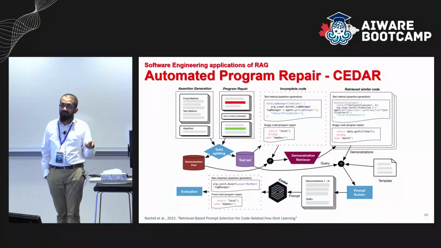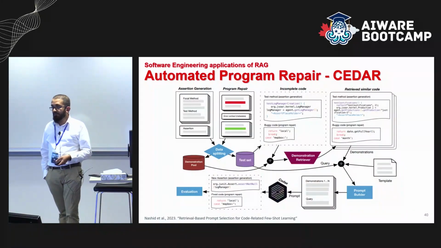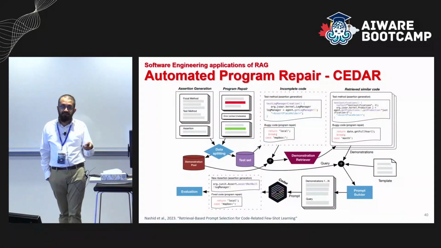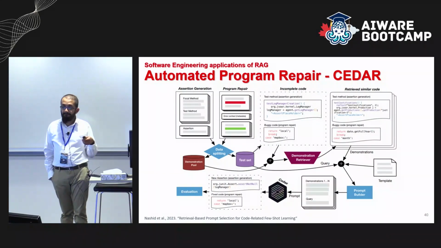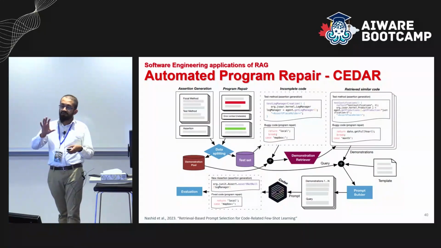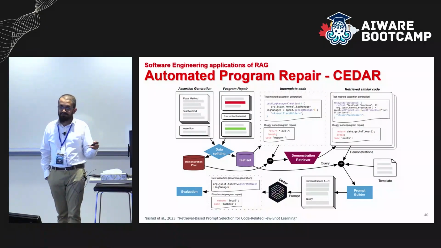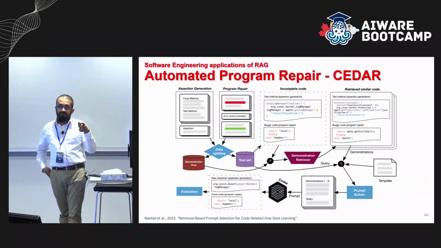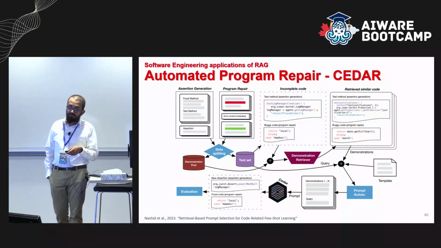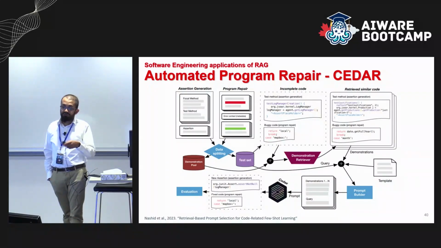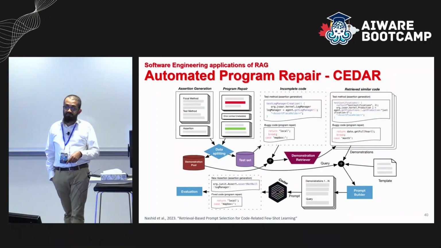And then there's the automated program repair domain. The basic task here is you have a failing test case, and you need to generate the code that can make the test pass. Basically, you need to repair the program in a way that the test case can be passed. For that particular domain also, they have shown that using the RAG approach, with examples stored in a vector database, you can get better performance.